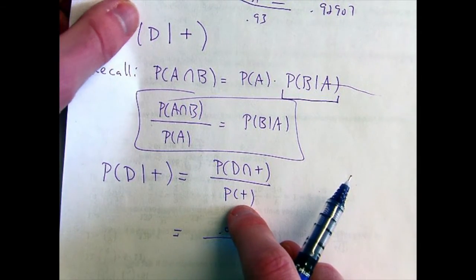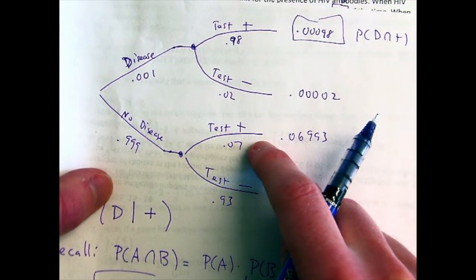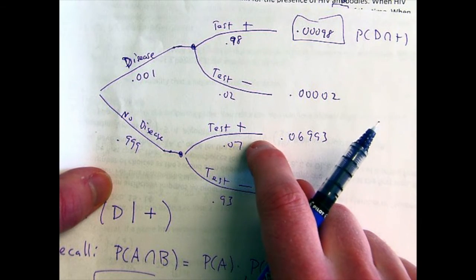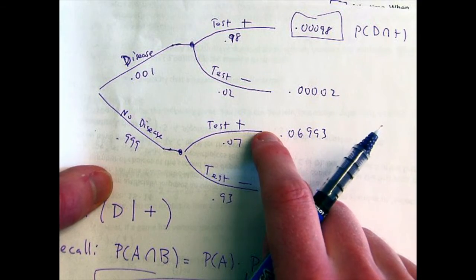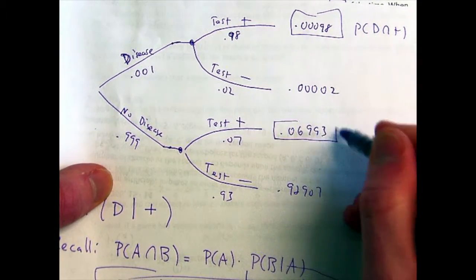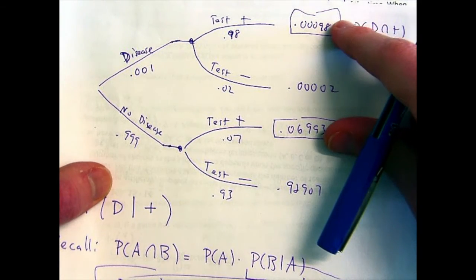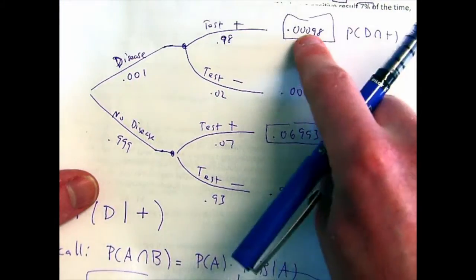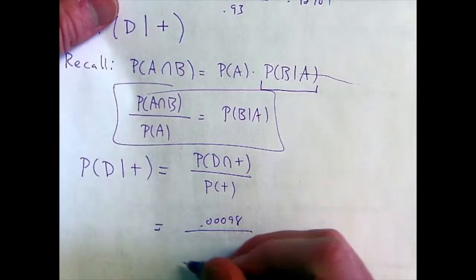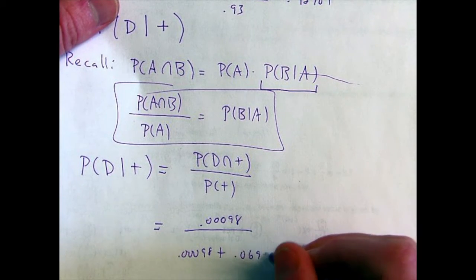Now, if you remember, the probability of being positive is a little tricky because there are actually two different branches corresponding to that event. And if you remember what we said previously, whenever there are multiple branches corresponding to an event, you need to add together all of the end branch probabilities associated with that event. And there are two of those, right? These two right here. So the probability of testing positive is going to be this plus this. So that's 0.00098 plus 0.06993.